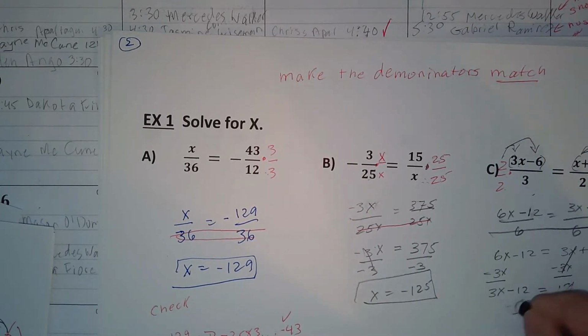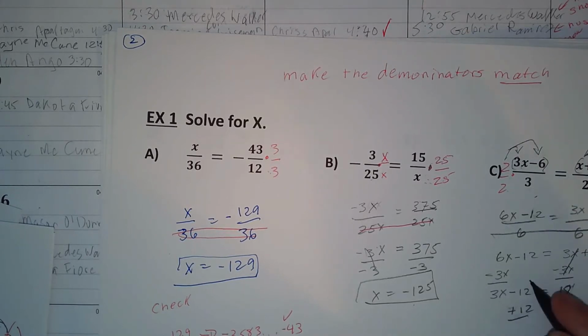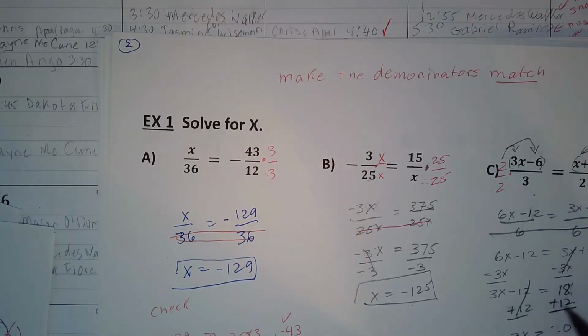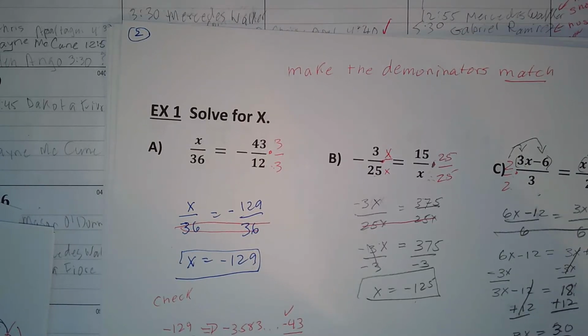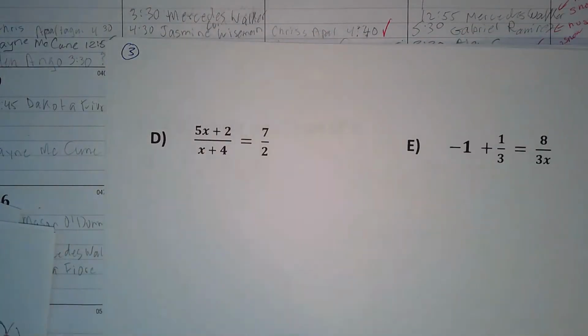So at this point, I've got 3x minus 12 equals 18, right? I want to get the x by itself, so I've got to add 12 to both sides. And so the negative 12 and positive 12 cancel, and I get 3x equals 18 and 12 is, not 20, 30. My math is sometimes a little shaky. Divide by 3, and I get x equals 10. And I have a good answer there. Okay, so getting rid of those denominators makes a huge difference.